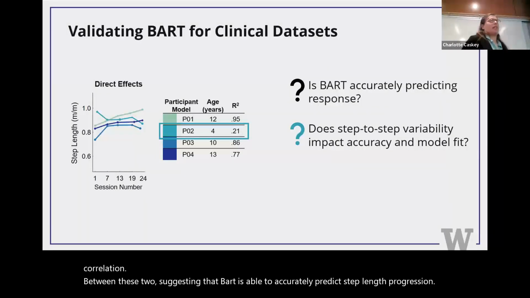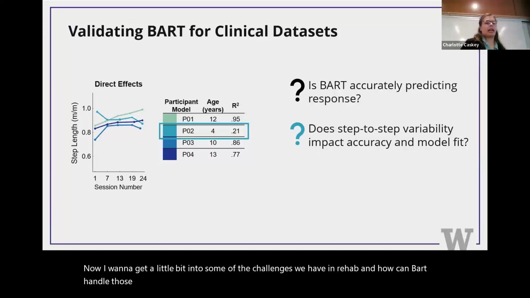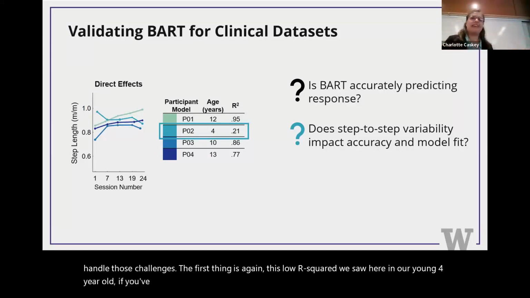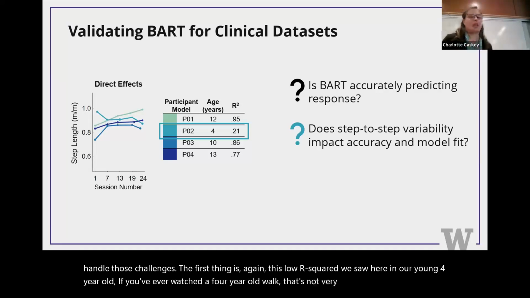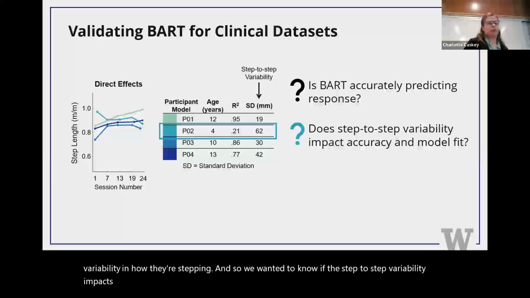Now I want to get a little bit into some of the challenges we have in rehab and how BART can handle those challenges. The first thing is, again, this low R squared we saw in our young 4-year-old. If you've ever watched a 4-year-old walk, it's not very consistent. There's a lot of variability in how they're stepping. And so we wanted to know if the step-to-step variability impacts accuracy and model fit.